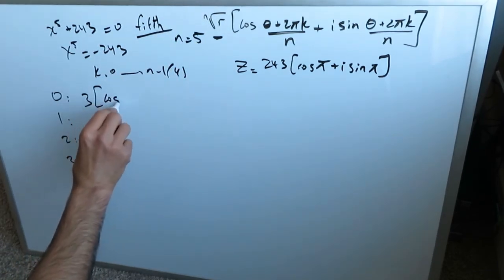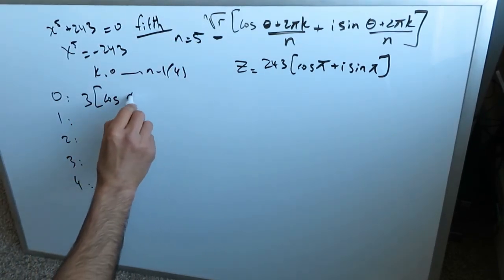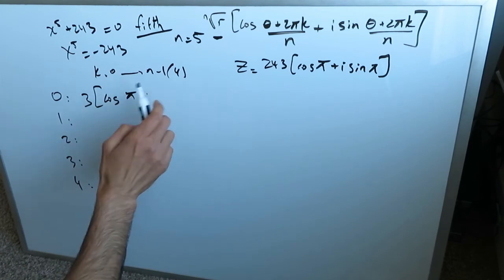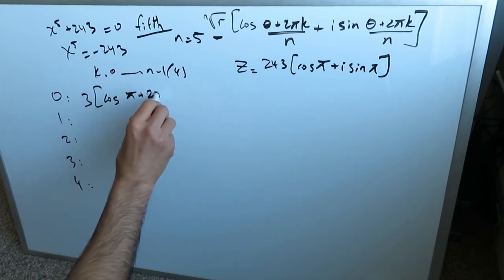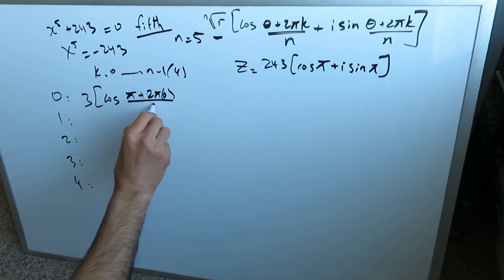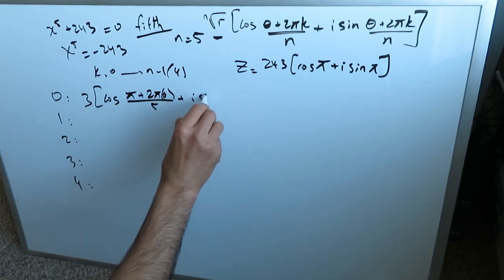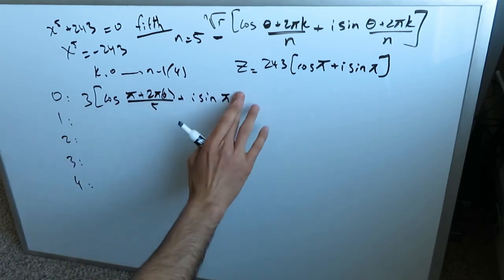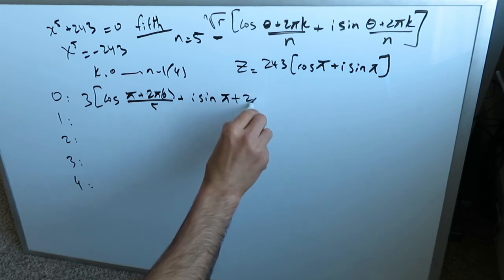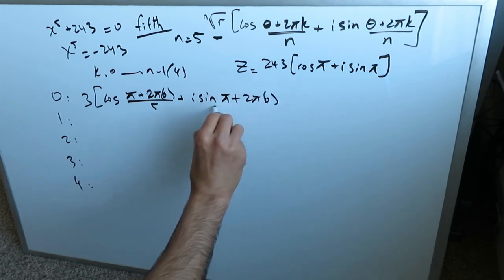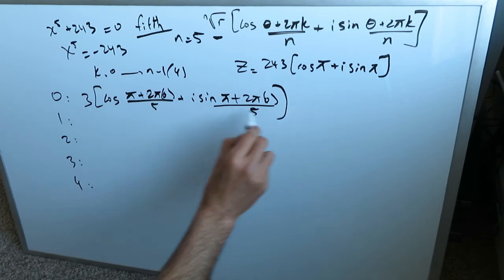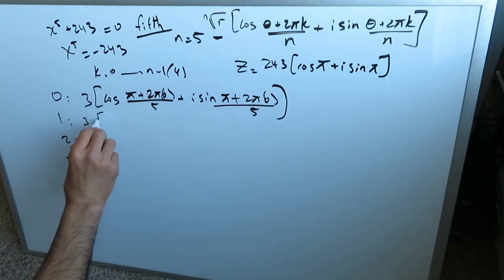And let's fill out everything else. Cosine theta is pi plus 2 pi times 0 over 5, plus i sine of pi plus 2 pi times 0 over 5. Now I'm getting a little sloppy here. That's my first one.